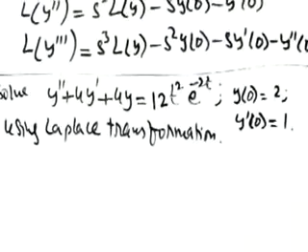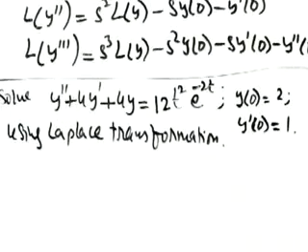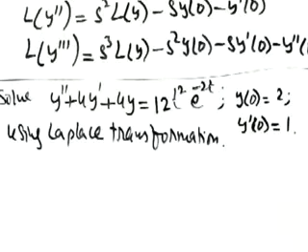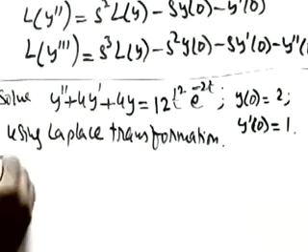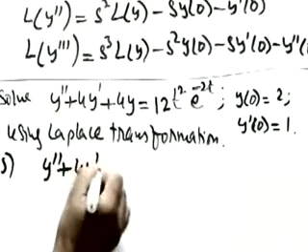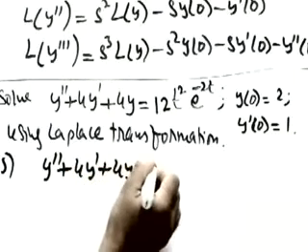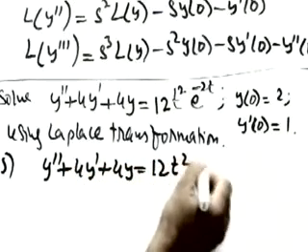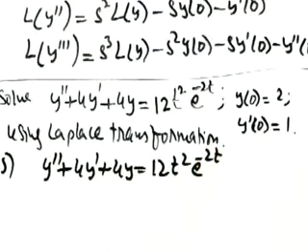Solve y double dash plus 4y dash plus 4y equals 12t square e power minus 2t, with y of 0 equals y naught equals 2, y dash naught equals 1. So let us start. What is given here? Given y double dash plus 4y dash plus 4y equals 12t square e power minus 2t.